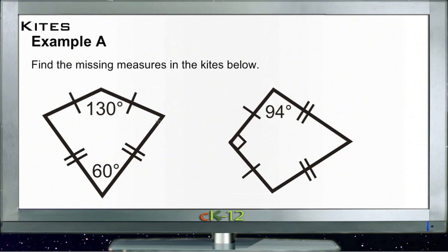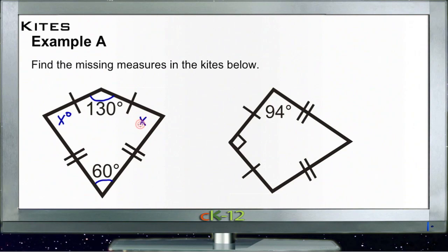All right, let's check out the example questions for the kites lesson. Example A asks us to find the missing measures in the given kites. If we take a look at what we do know, we know that our top angle here is 130 degrees, and our bottom angle down here is 60 degrees.